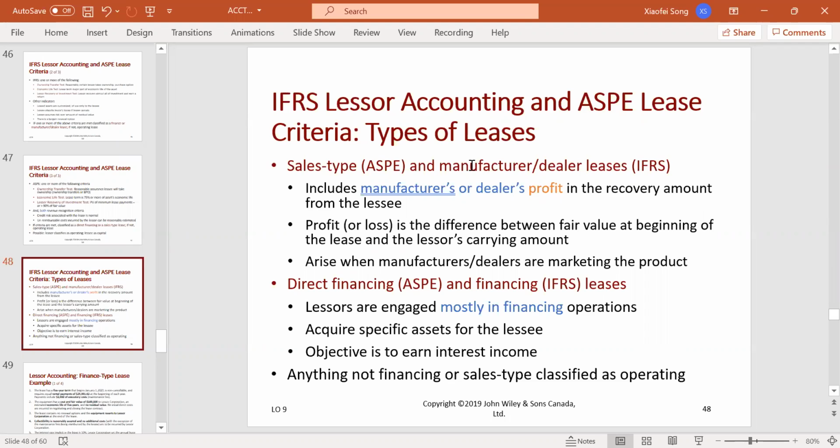So in that case, the lease will be called a sales-type lease under ASPE, and a manufacturer or dealer lease under IFRS. There are a lot of words, but the essence is pretty straightforward: there is a price differential between what it costs you and what you are charging your customers or clients, then there is a profit on top of interest. So then it will be different, okay?